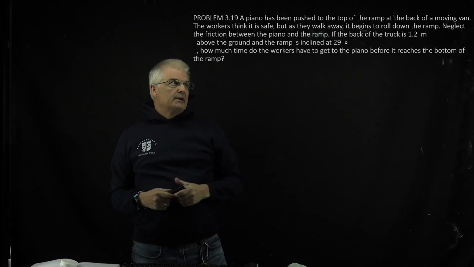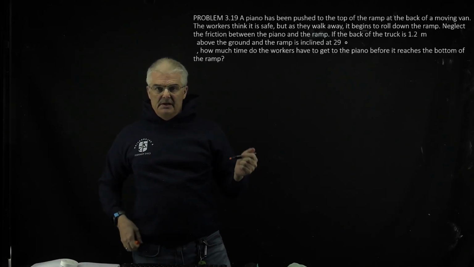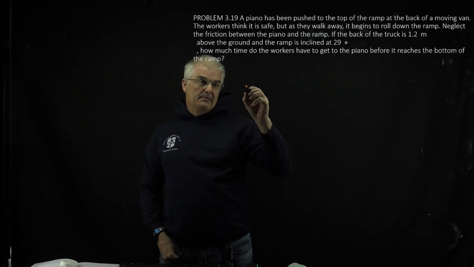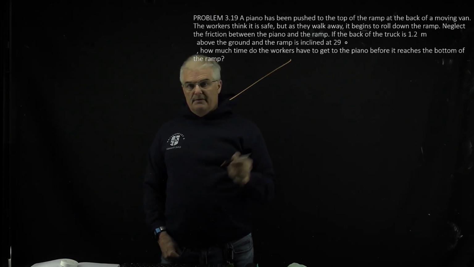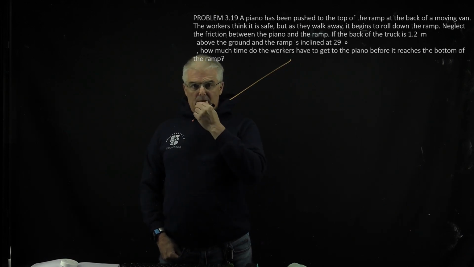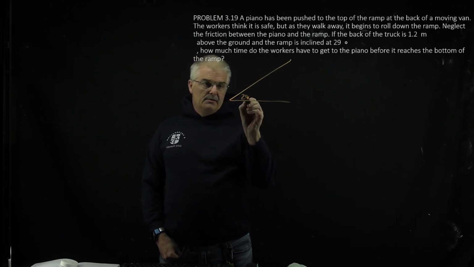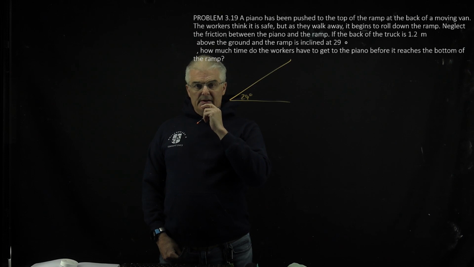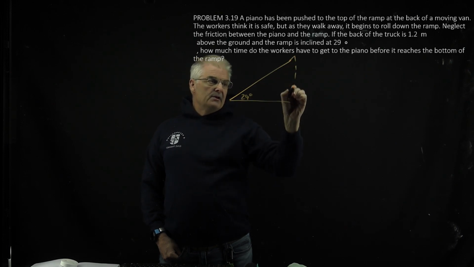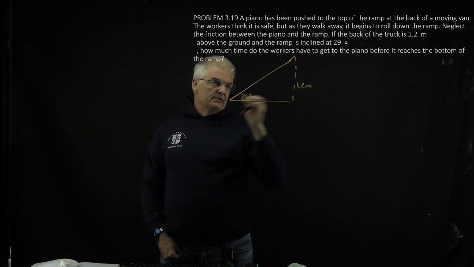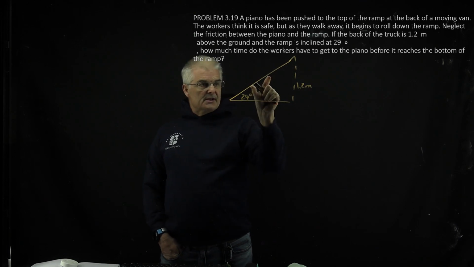This one's a little trickier than some of the other ones, but we've got the piano being pushed up to the top of a ramp of a moving van. So we've got a ramp. And what do we know about this ramp? It's at 29 degrees. And we know that the back from here is 1.2 meters. Okay? So it's actually important to find what the length of this ramp is.